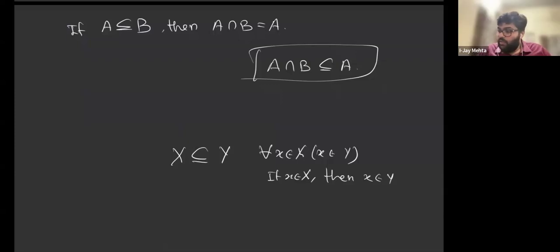Good, thank you. So we want to show that A is a subset of A intersection B. I start with an element in A. I want to show it is in A intersection B. So I need two things.